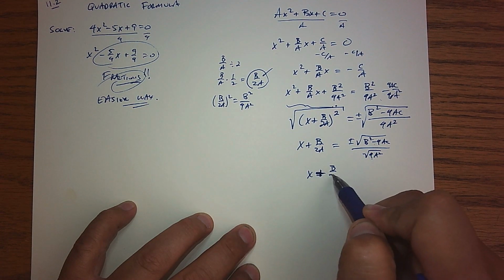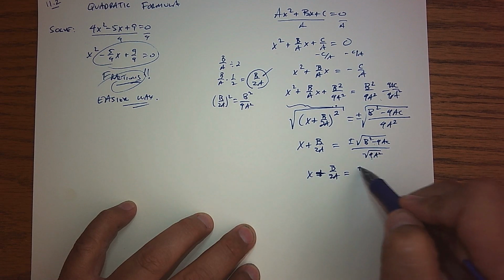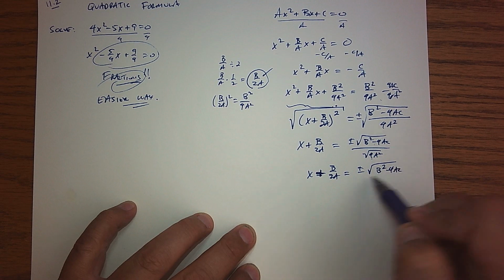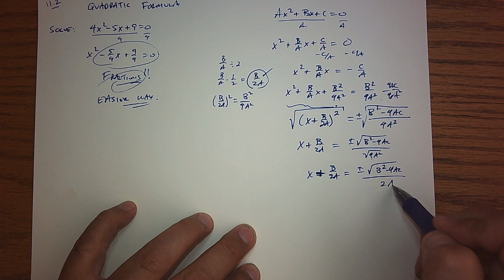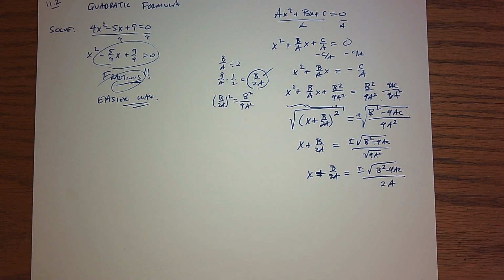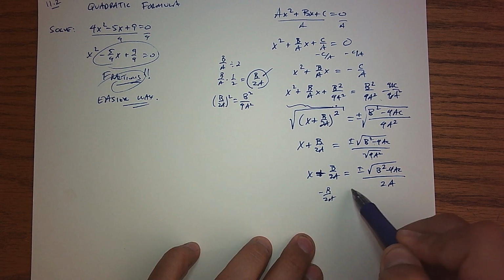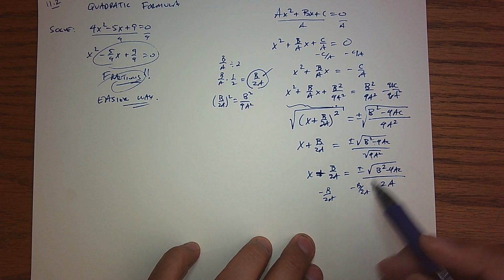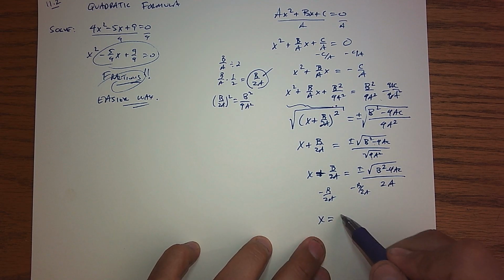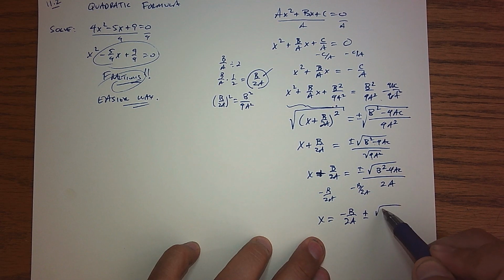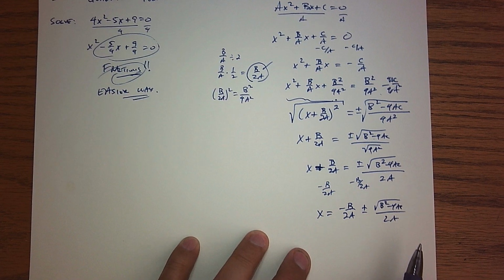x plus b over 2a equals plus or minus the square root of b squared minus 4ac, and then that simplifies to 2a. Solving for x, I'll now subtract b over 2a from both sides, and we get that x is negative b over 2a plus or minus the square root of b squared minus 4ac all over 2a.